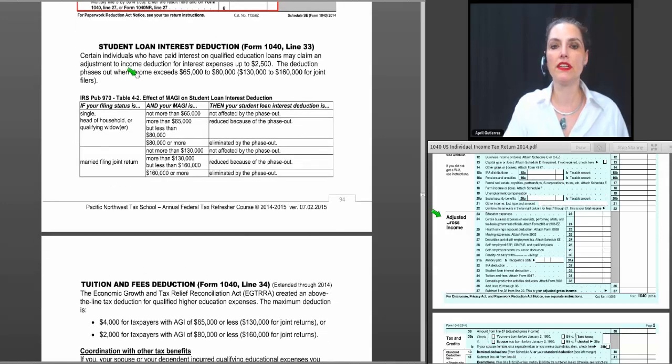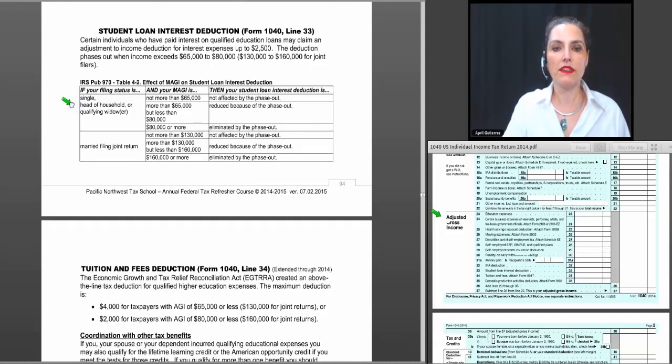Student loan interest deduction. Certain individuals who have paid interest on qualified education loans may claim an adjustment to income deduction for interest expenses of up to $2,500 per year. The deduction phases out when income exceeds $65,000 to $80,000 per year for single filers, and twice that amount if you are filing a joint return.